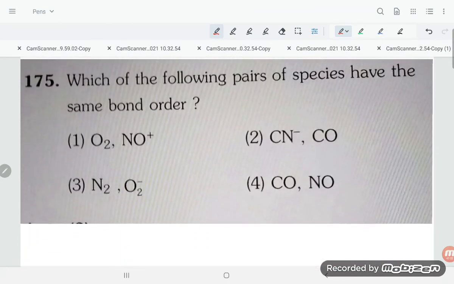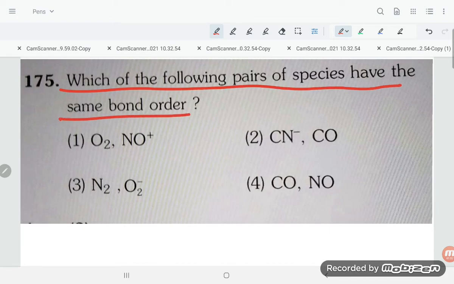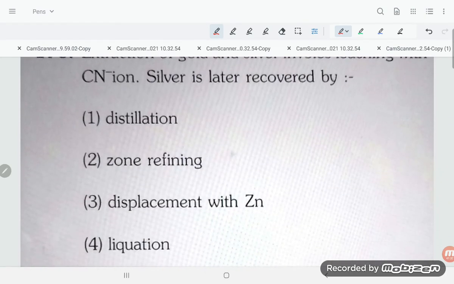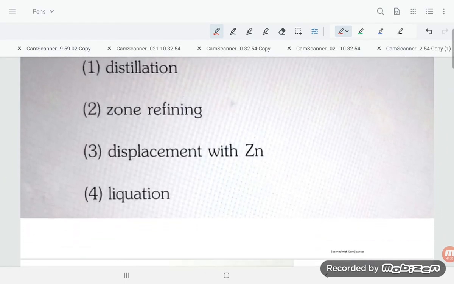Let us move on to question number 25. Which of the following pairs of species have the same bond order? We have to note which is having the same bond order. So same number of electrons, same bond order, 16 here and 14, 14 here. So that will be the same bond order, option number 2. So this is very easy. Now 176. What about 176?